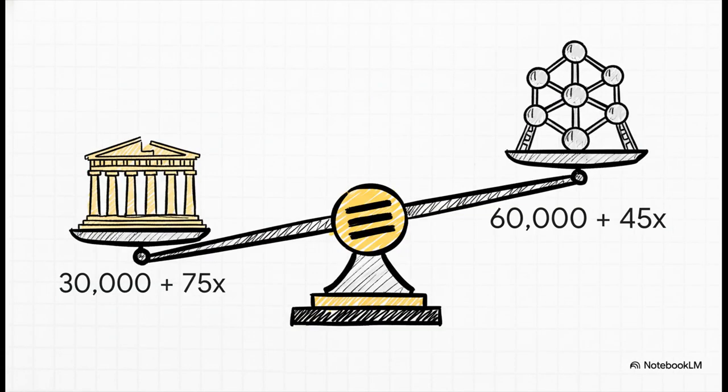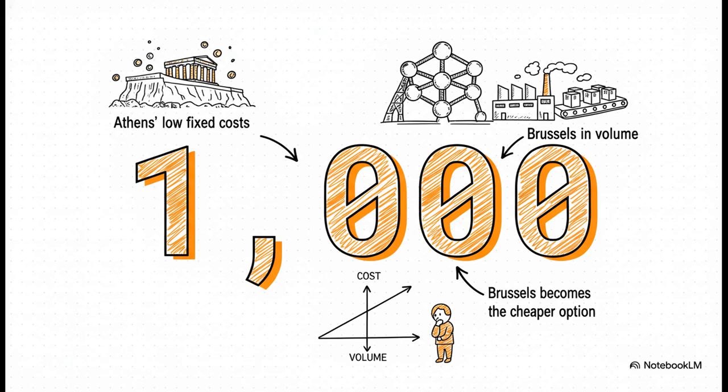And you know what? Finding it is surprisingly easy. We just take the total cost formula for 2 of our cities, in this case Athens and Brussels, and we set them equal to each other. Then we just solve for X, which is our production volume. And the math gives us our first answer, 1,000 units. This is our first crossover point.